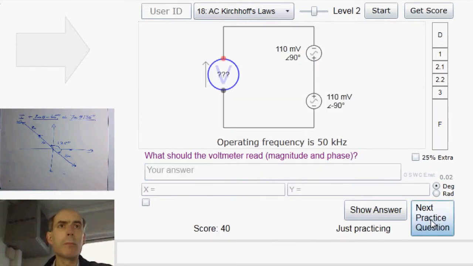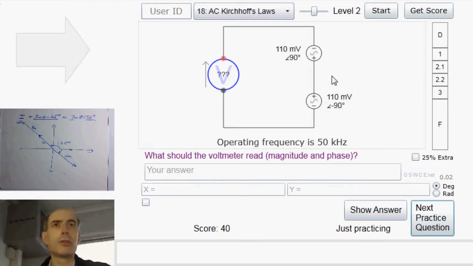Try voltage 1. Here, same type of problem actually. You'll notice this voltage source, however, is upside down. In other words, this point here is 110 millivolts at 90 degrees higher than that point there, and this point here is 110 millivolts higher than this point there with a phase angle of minus 90 degrees.